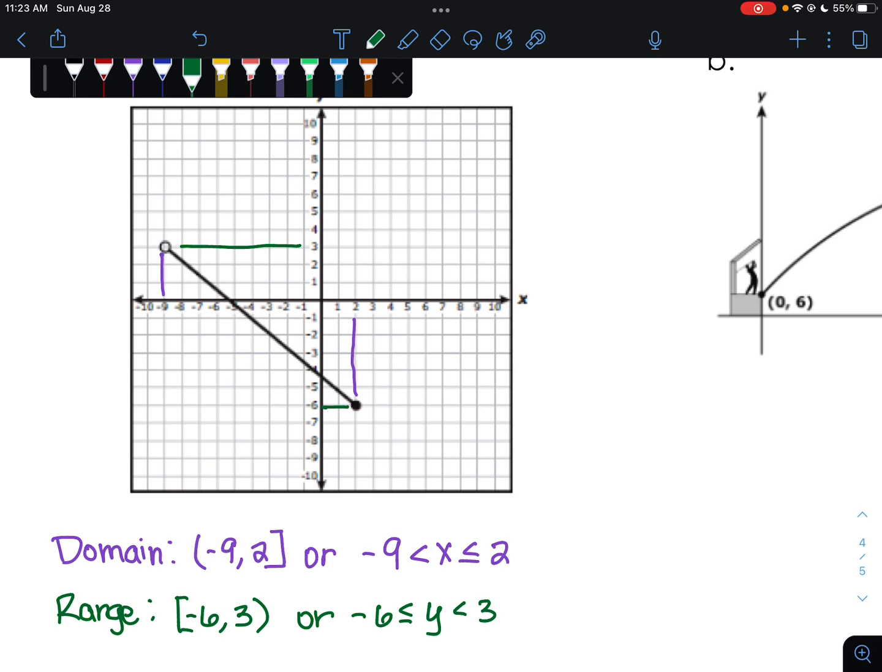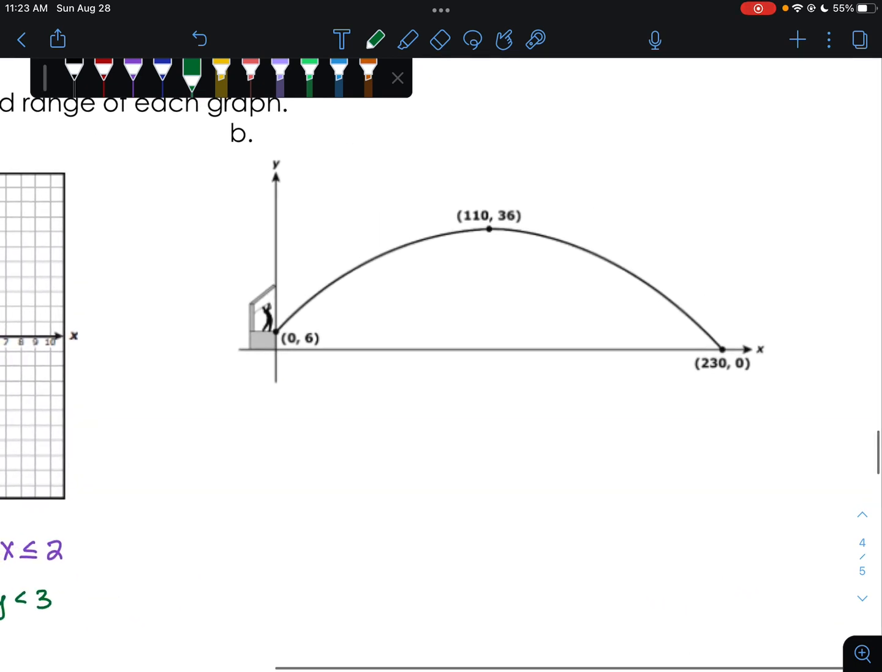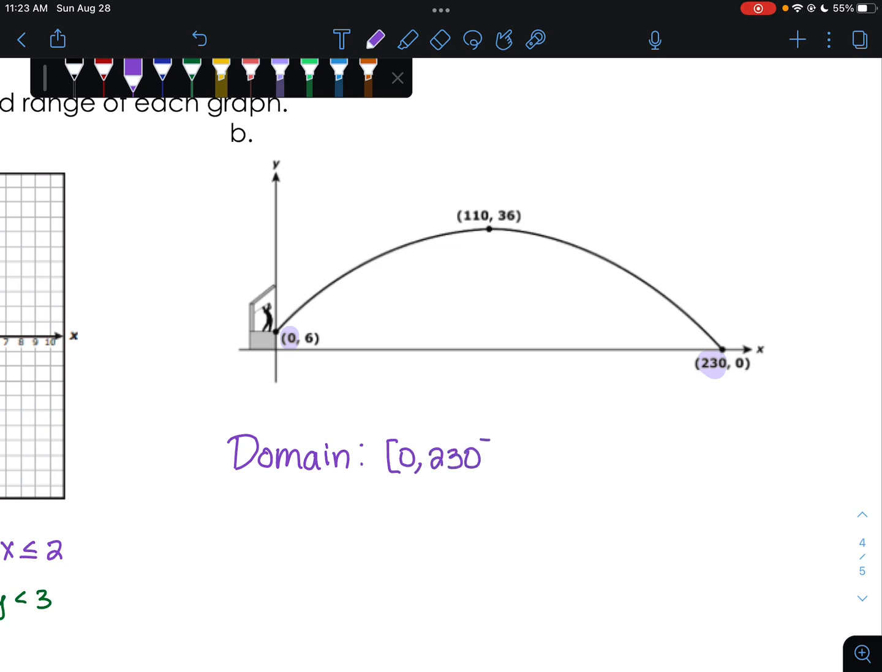Okay? Looking at my second graph right here, again, my domain is my x values. So if I look from left to right, it starts at 0 and it ends at 230. So my domain would be from 0 to 230, both of these included, so they both get parentheses. Or we would say 0 with lines underneath to 230 like this.